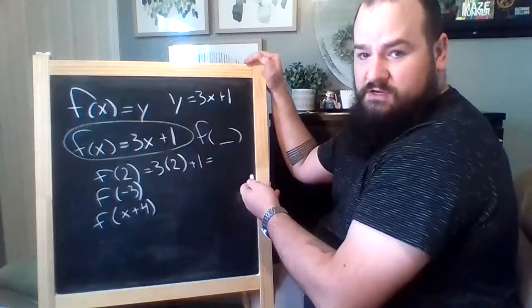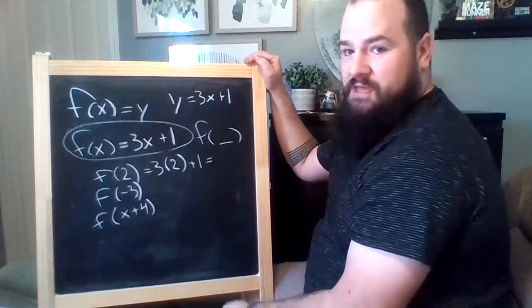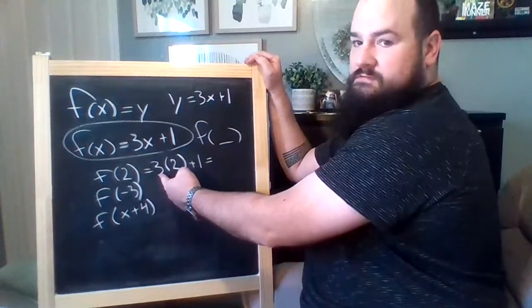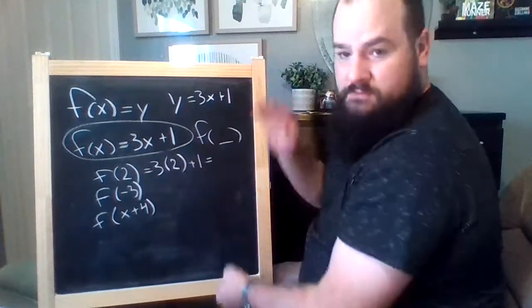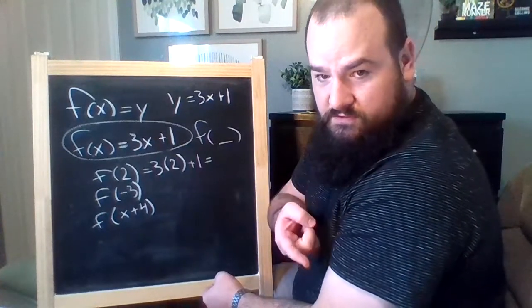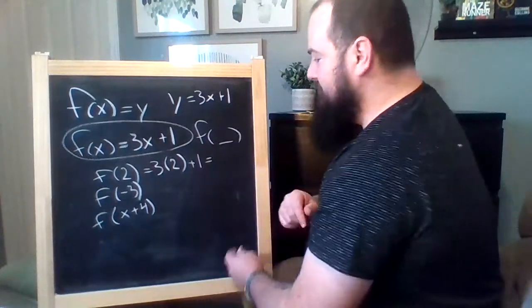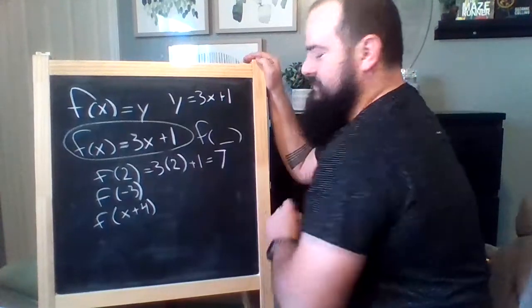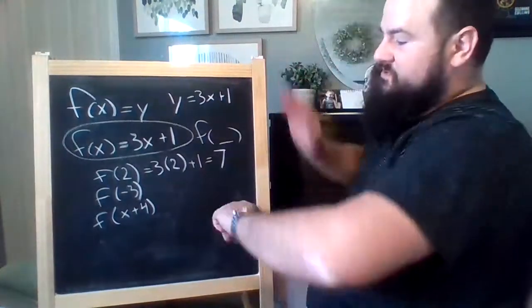Now I'm running out of room here, so we're going to do some stuff mentally. 3 times 2 is... I'm waiting for you. What is it? That's right, 6. Plus 1 gives us 7. Sorry, I'm a dad and do dumb things.